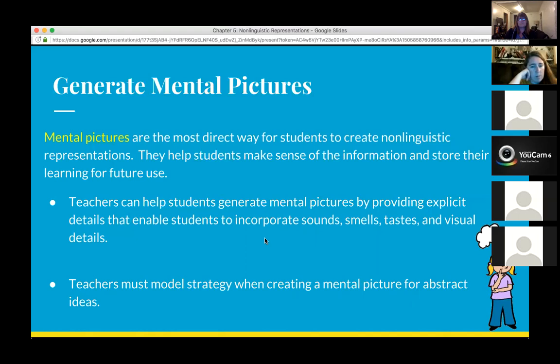And if you are trying to get them to visualize something that's more abstract, you need to model that strategy, because when it comes to visualizing something that is highly symbolic, students tend to struggle with that. So they need to be shown how to visualize something that's more abstract.